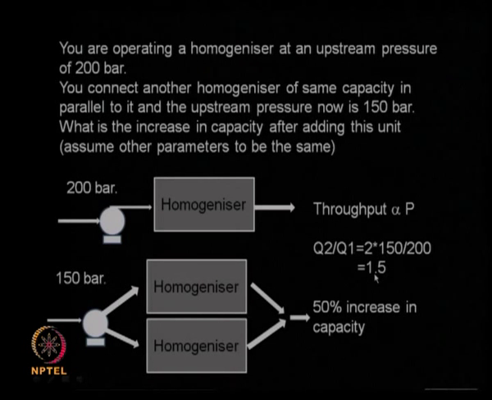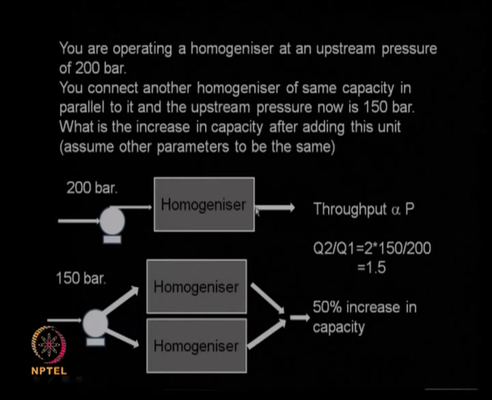So when I do that I will get 1.5. So what is happening? The throughput increases by only 50%. So it is not actually increasing twice, although I have put in the same homogenizer in parallel, I am not getting 2 times the capacity increase because the pressure has gone down from 200 to 150 bar, and because of that I am getting only a 50% increase in capacity.